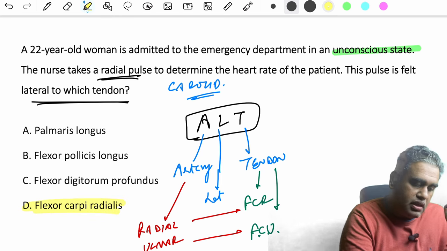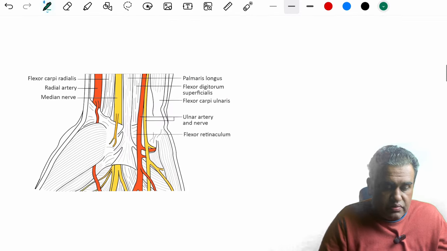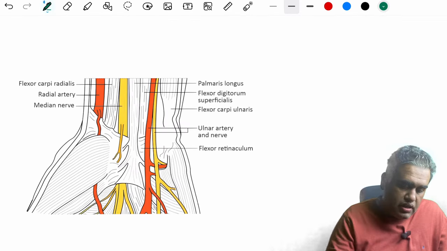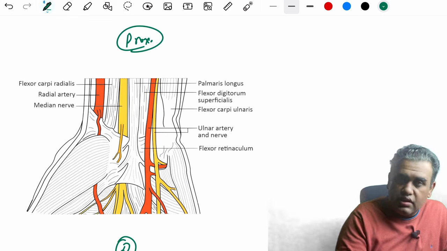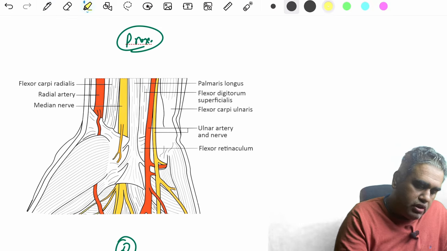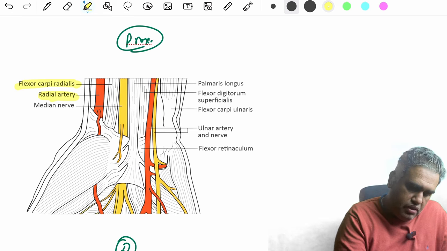Sir, can we see an image? Anatomy is all about images. Half is image. Look at this image here. This is the front of the wrist. This is our distal part, this is our proximal part. You can very well understand. What you can focus on over here is the radial artery and in its middle the FCR. Similarly over here is your ulnar artery on the inner side and FCU.